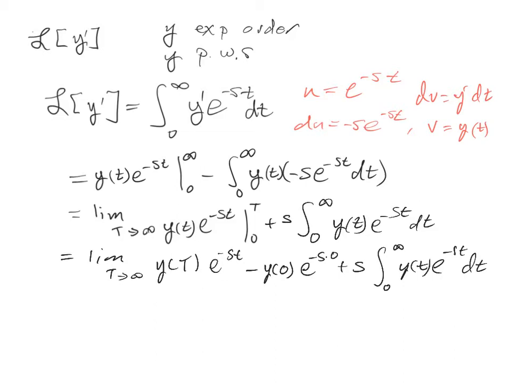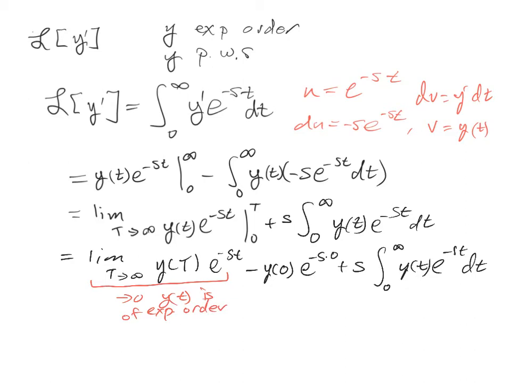Now, in this first term, we notice that we're going to want to have some of these terms go to 0. And we said before that y of t is of exponential order. So that exponential order of y of t and the e to the negative st is going to have a limit going to 0 because y of t is going to grow slower than the e to the negative st decays. So again, this limit is going to be 0 because y of t is of exponential order.